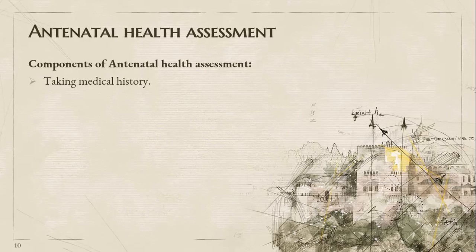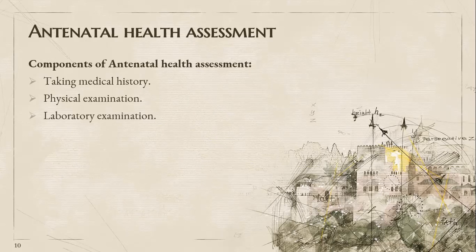Next, physical examination. General examination: measuring weight and height of the pregnant woman, taking TPR, means temperature, pulse, respiration, blood pressure, and pulse oximetry. Next, gynecological examination. Firstly, examination of breast, then examination of abdomen and palpation, and lastly, vaginal examination if necessary.